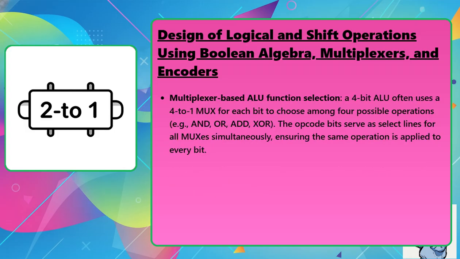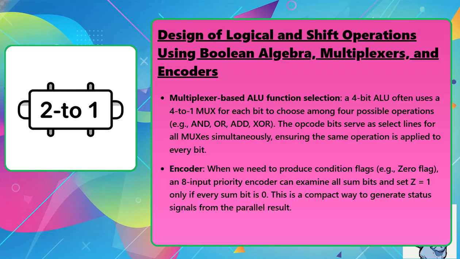Multiplexer-based ALU function selection. A 4-bit ALU often uses a 4-to-1 multiplexer for each bit to choose among 4 possible operations, for example, AND, OR, ADD, XOR. The opcode bits serve as select lines for all multiplexers simultaneously, ensuring the same operation is applied to every bit.